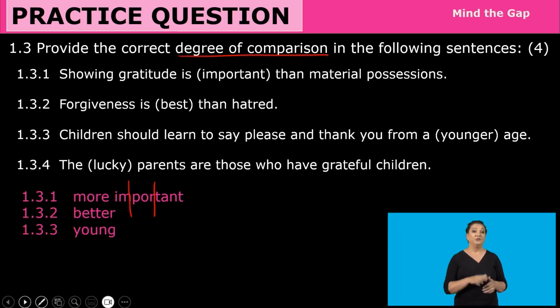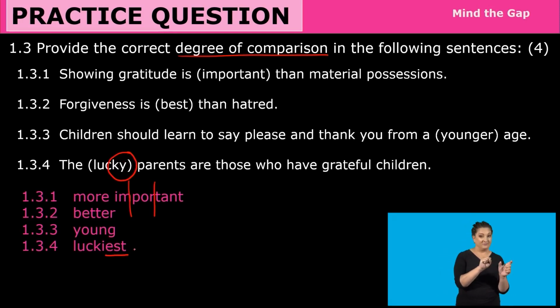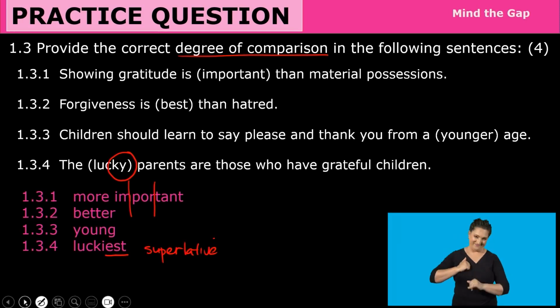Okay, and children learn to say please and thank you from a younger age. And in this case, the correction is young. Okay, because we want it in its most pure form. And then for 1.3.4, the lucky parents are those who have grateful children. So the luckiest. Look at the EST for your superlative form. Okay. And remember what happens to your Y? It falls away and we replace it with an I, and then we add EST to show you that this is in the superlative form, all right? The most intense degree of comparison.